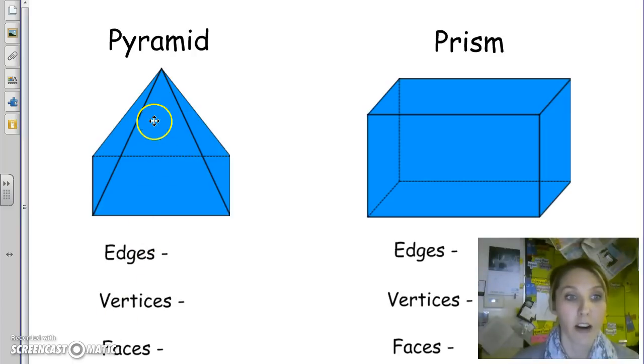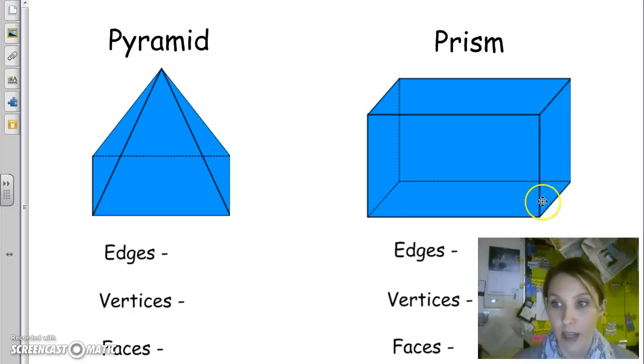Pyramids are very, very important because with every pyramid you're going to notice these triangular shapes on the faces here. That's different from a prism because the prisms all have rectangular faces. So just to review, pyramids have triangular faces and prisms have rectangular faces. Now you're probably wondering, Mrs. Koziak, what on earth is a face? Well, I'm about to tell you.